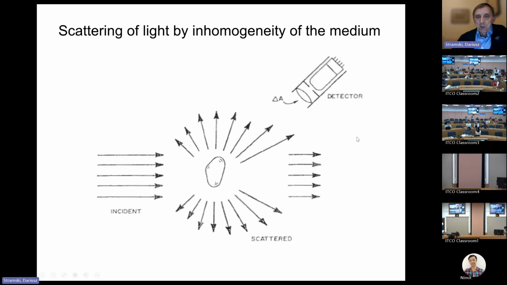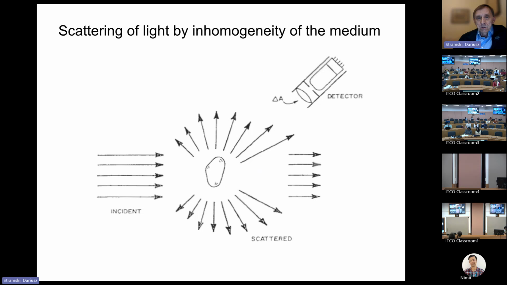Scattering by material media, by matter, occurs because any material medium is inhomogeneous, is heterogeneous in some sense, and those heterogeneities can occur at different scales: subatomic scales, scales of atoms, molecules, or aggregates of very many atoms and molecules, which are particles.